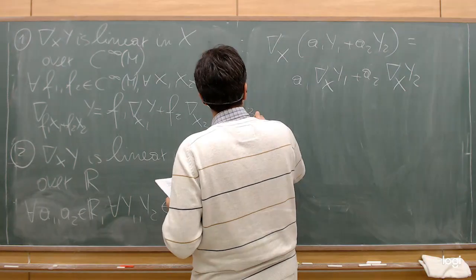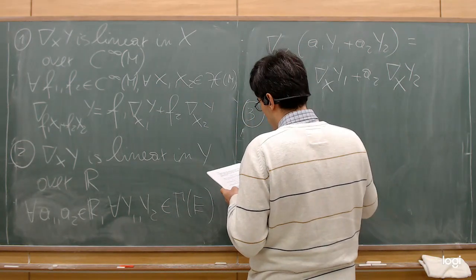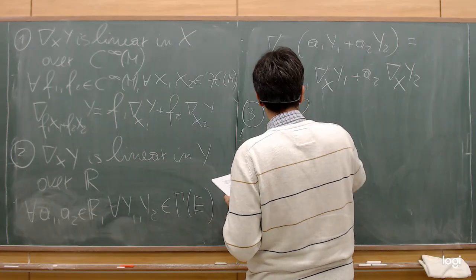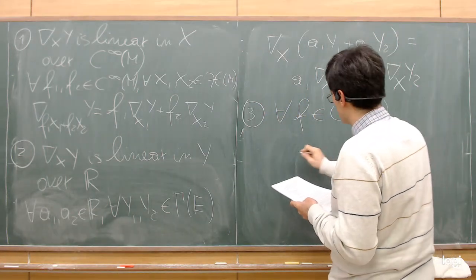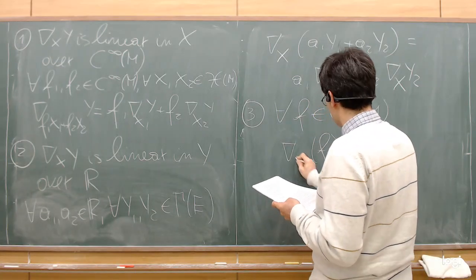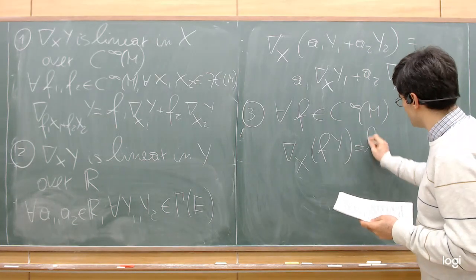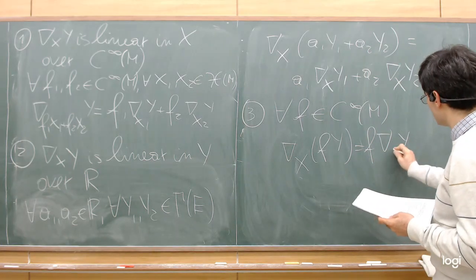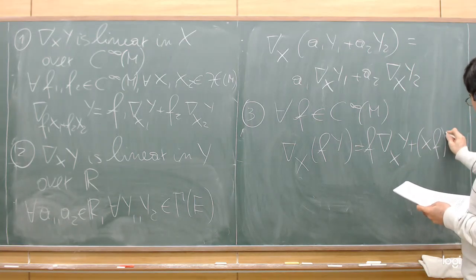And the last property is the following. For any f in C∞(M), then ∇ of fY along X is given by f ∇_X Y plus (Xf) Y.